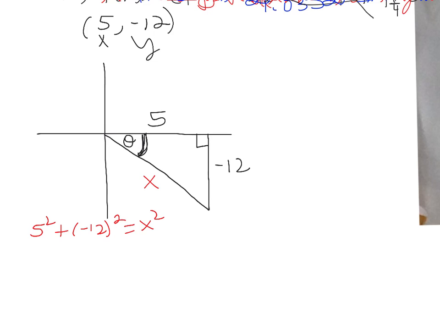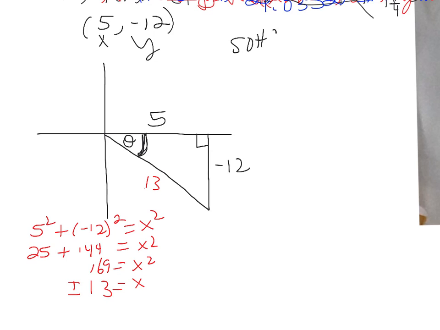So it's 5 squared plus negative 12 squared is equal to x squared. So it's 25 plus 144 is equal to x squared. So x squared is equal to 169. Square root both sides, we get plus or minus 13. Since it is the hypotenuse, though, it will be the positive root, just 13. All right, so now I want to find all my trig values. So remember SOHCAHTOA, S-O-H, C-A-H, T-O-A. So let's start with sine.